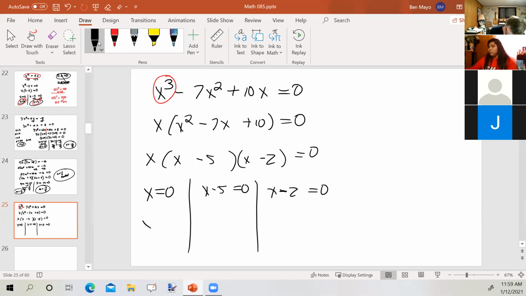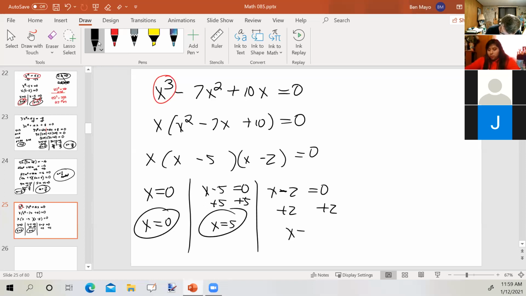Well, if x equals 0, then x equals 0. x minus 5 equals 0. Add 5 to both sides of the equation. x equals 5. x minus 2 equals 0. Add 2 to both sides of the equation. x equals 2. So a third degree equation has 3 solutions. They may not all be unique solutions. Remember from the previous problem, we can have repeated solutions, but there will be 3 solutions.